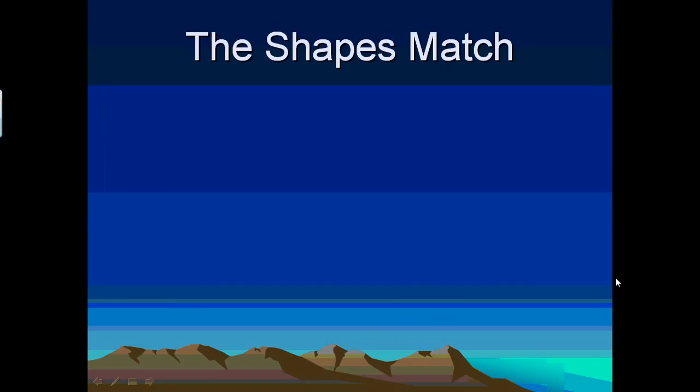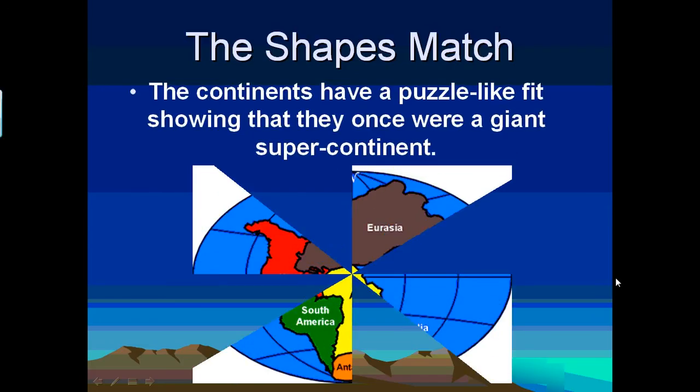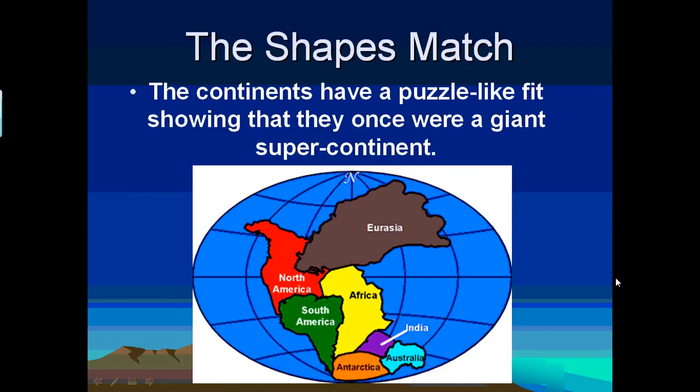The last thing is the shape of our continents that match up like puzzle pieces. So our one big supercontinent, which we call Pangaea, our continents look like they fit together like giant puzzle pieces.